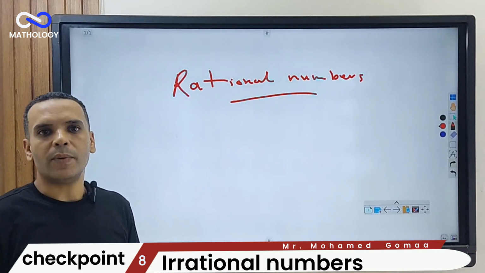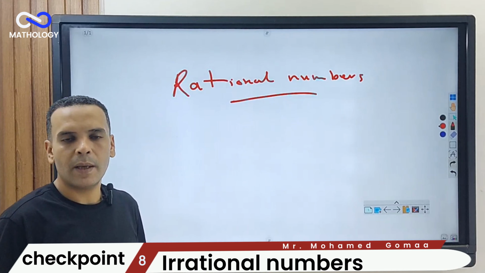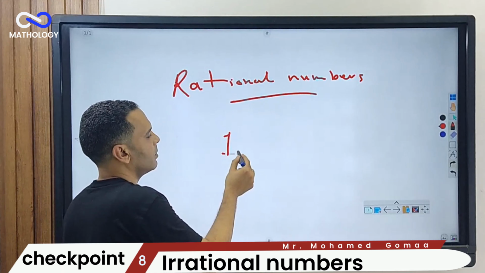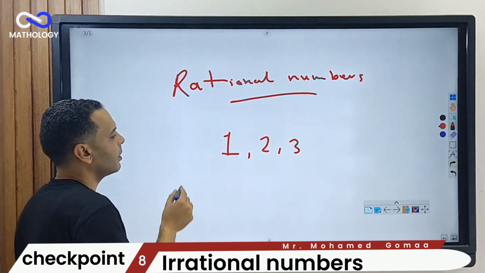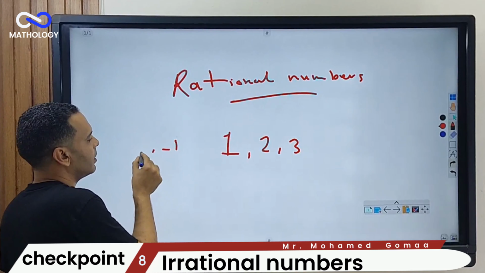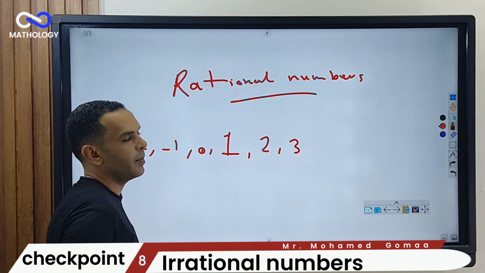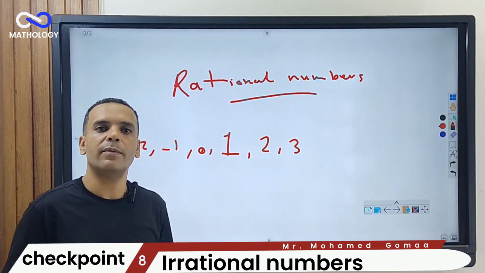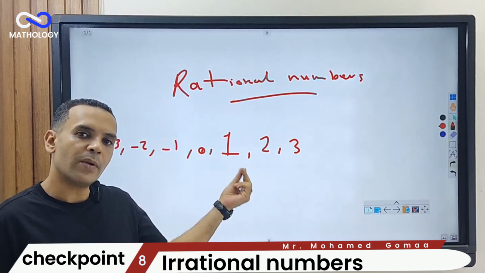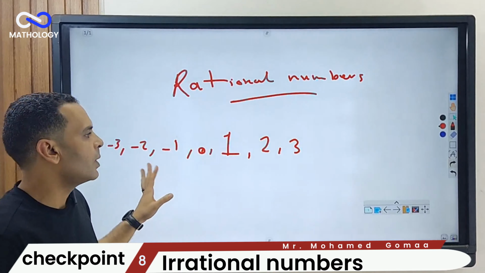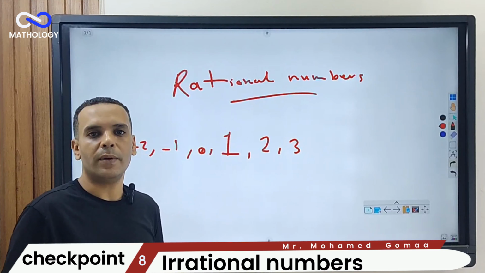What are the rational numbers? Any number that can be written in the form A over B, like whole numbers 1 or 2 or 3, and the negative whole numbers like negative 1, negative 2, and negative 3, and 0. Remember that 0 is neither positive nor negative. All of these numbers are called whole numbers.